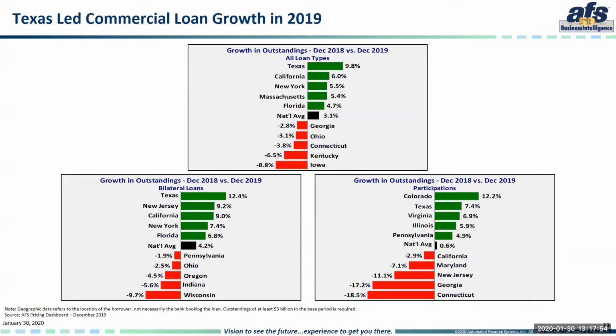The chart at the top of this slide presents a state view for all loan types. Texas reported the largest growth in total balances during 2019, up 9.8%. Here we saw higher balances in the oil and gas extraction subsector, the finance and insurance sector, and in information's telecommunications subsector. We also see California up 6%.